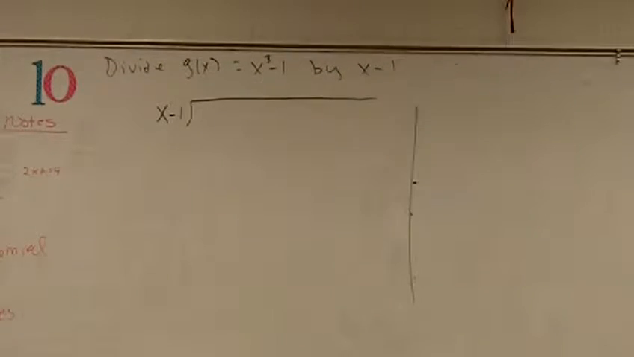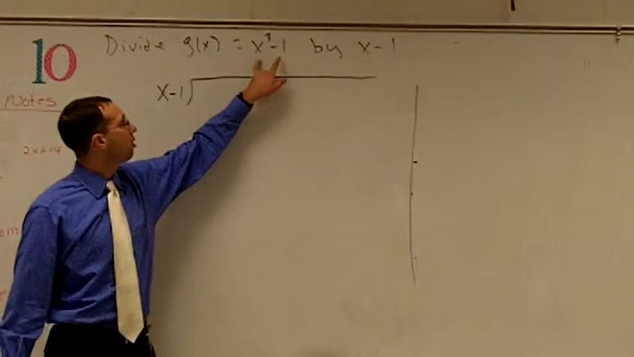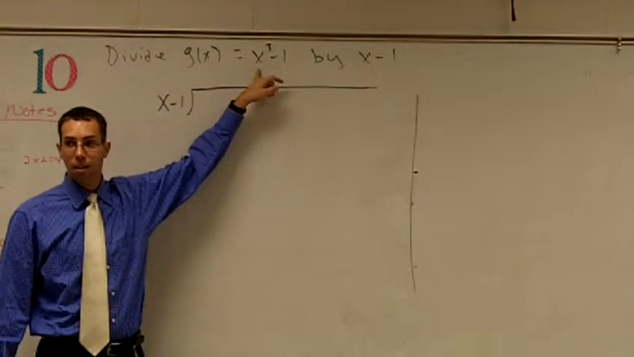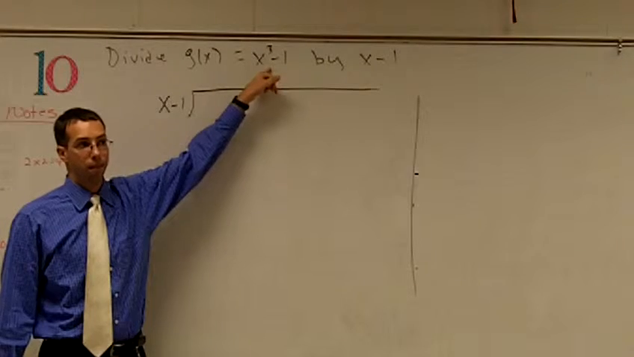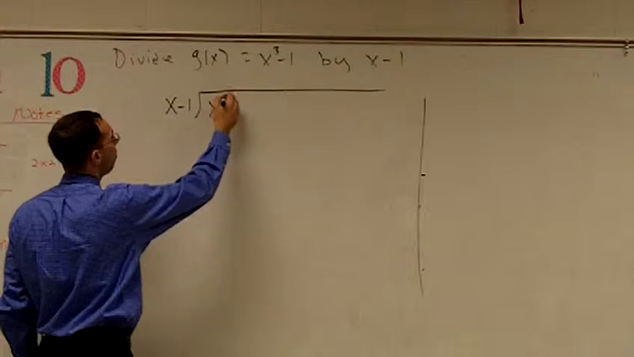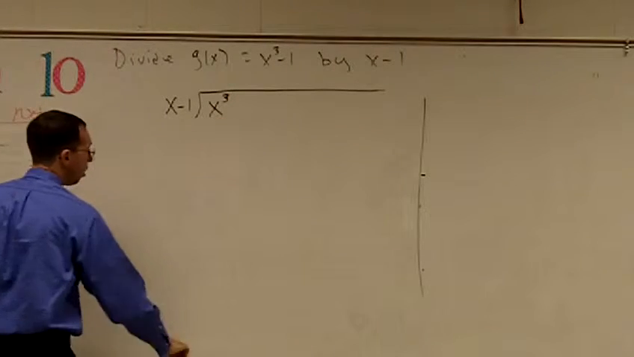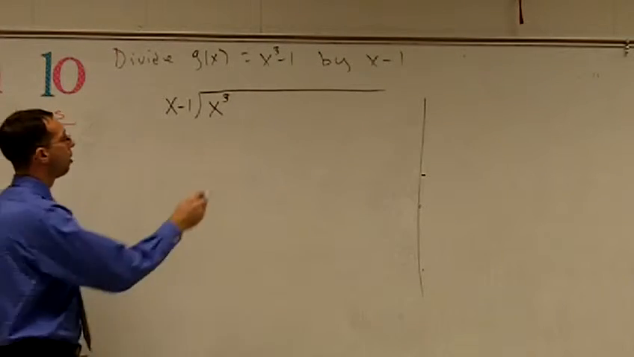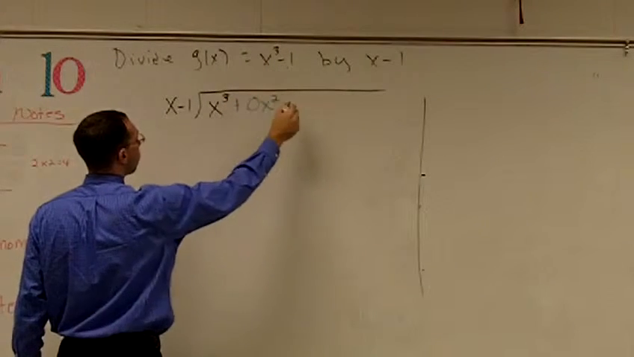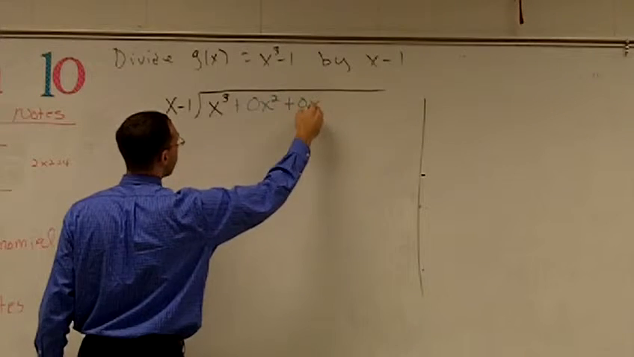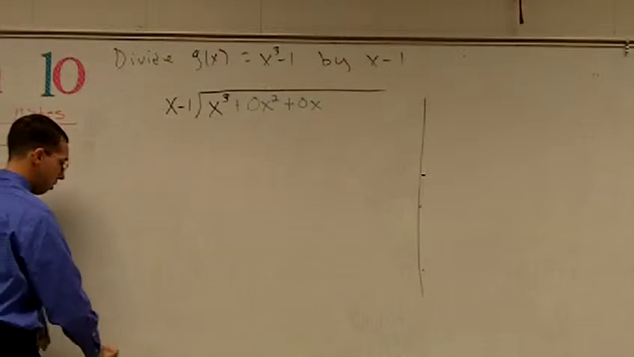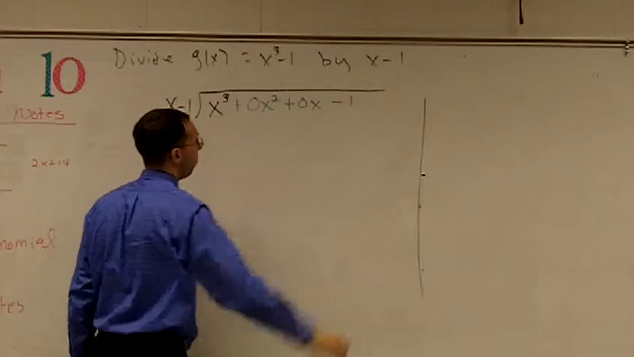So the catch here is that, notice on the g of x, you're missing some terms in between. You're missing x squared, and you're missing x. When you're doing your long division, you need to insert your placeholders. So I don't have an x squared term, so I'm going to insert a plus 0x squared. I don't have an x term, I need to insert a 0x, okay, because I need to hold the place. And then I have minus 1.